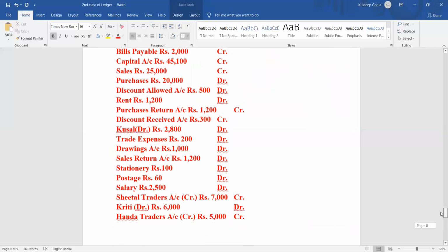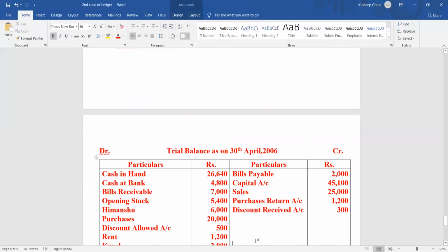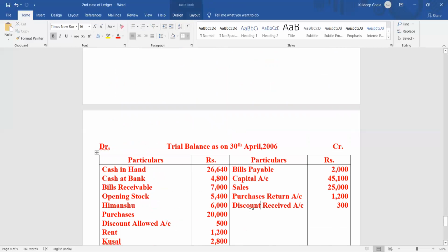Then after that, what is the next one? Seatal Traders, that is the credit side of 7,000, right? So we will go in the credit side now. In the credit side, just mention Seatal Traders, the amount, it is 7,000. That's all. No need for writing credit separately, right? Credit and all not needed, sir. Okay. After that, what is the next item?